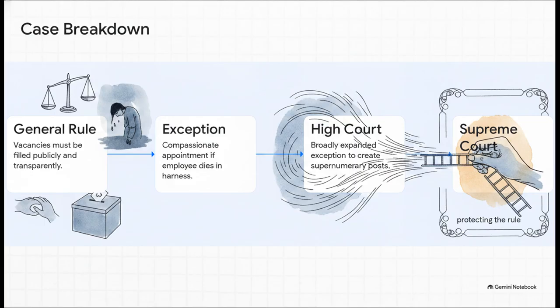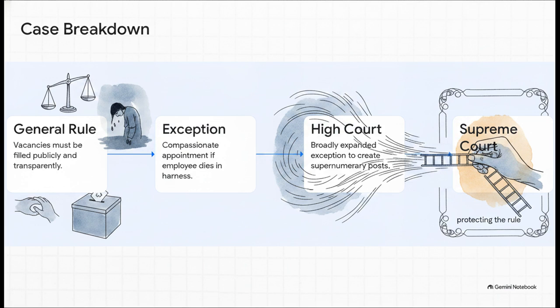So, in Uttar Pradesh, the general rule was that government vacancies had to be filled through prescribed procedures, giving eligible folks the chance to compete publicly and transparently. Makes sense, right? But there was a 1974 rule creating an exception. If a government employee dies in harness and the family is left in distress, one dependent could actually get an appointment without going through that ordinary recruitment process. Here's where the tension hits.